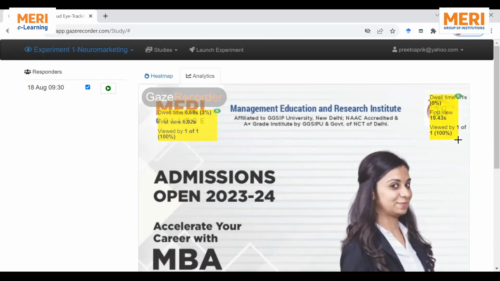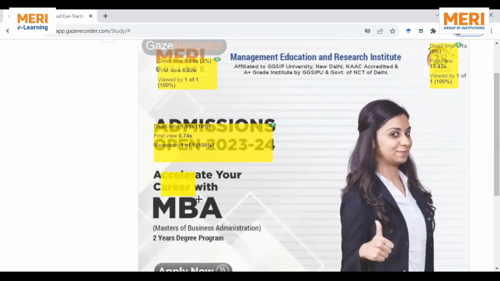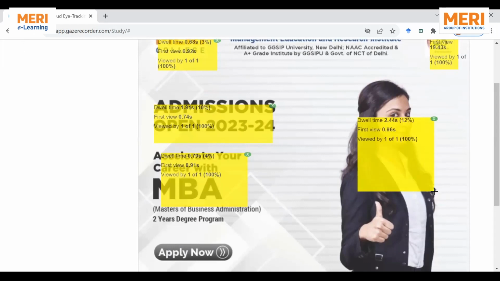In the same way, I can see here that dwell time is 0%. First I viewed it, but I didn't pay much attention to it. Now this is the time where I spent more time. So this way I will make the blotches everywhere. As you can see, different areas. This is the ad model. This is where I spent so far the maximum time. I was looking at the ad model, her facial expressions, body language.